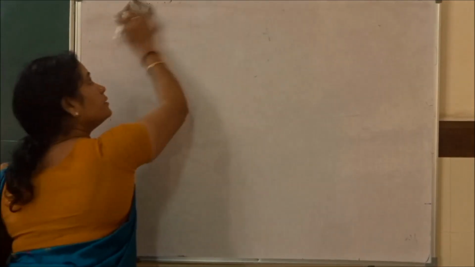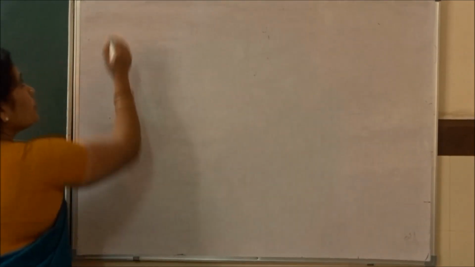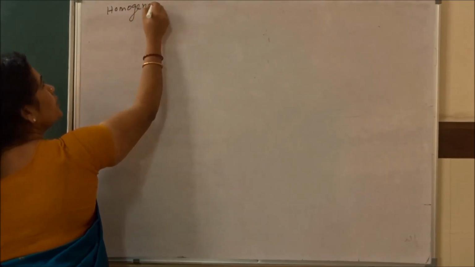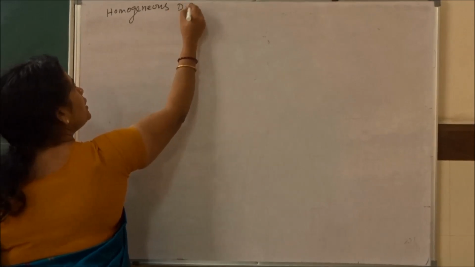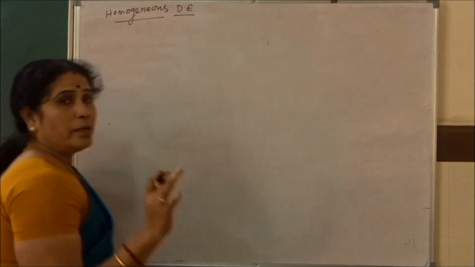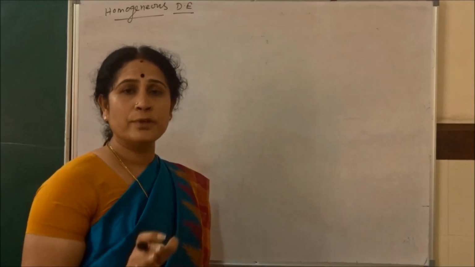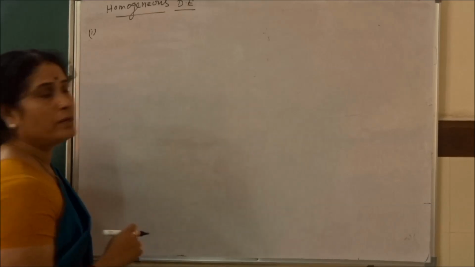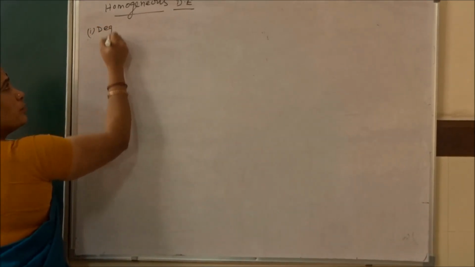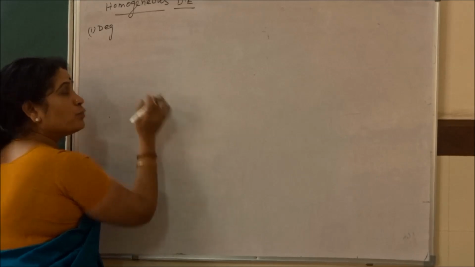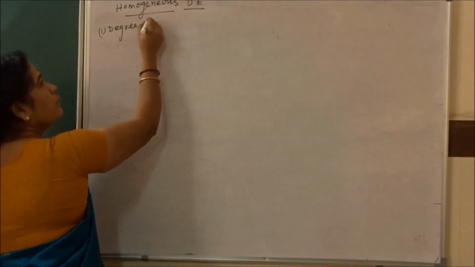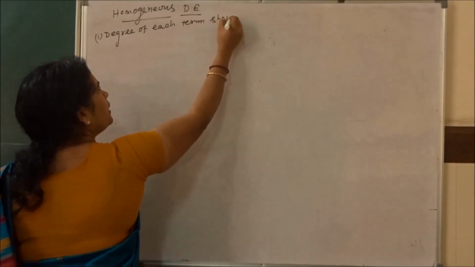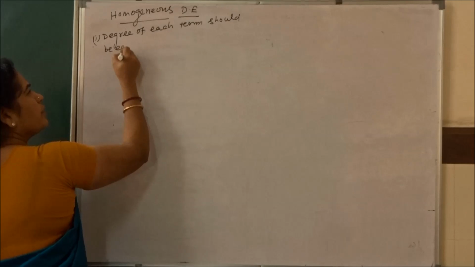Next I am introducing another topic, homogeneous. Another most important topic, one question will definitely come from it: the homogeneous differential equation. Now I am telling you how to identify a homogeneous differential equation. See, I am giving steps here, then I will give you an example. Step number 1: the degree of each individual term should be equal.